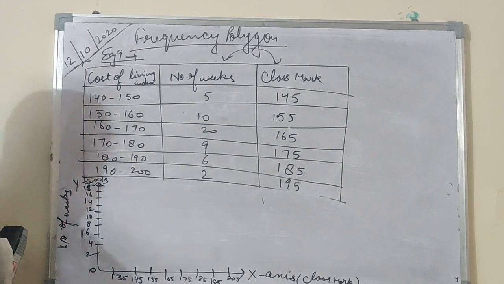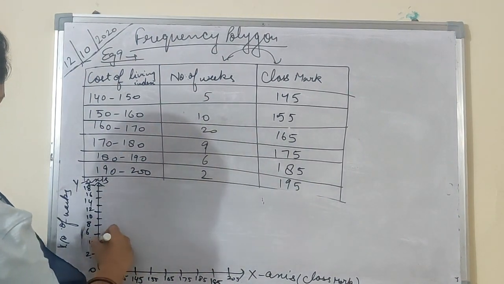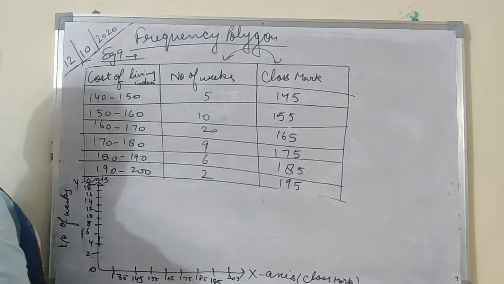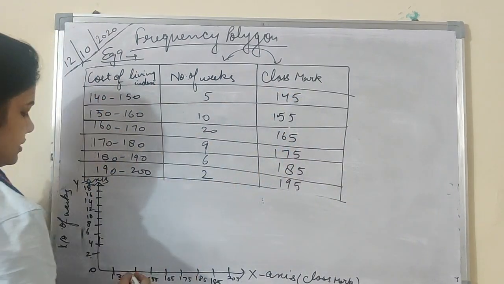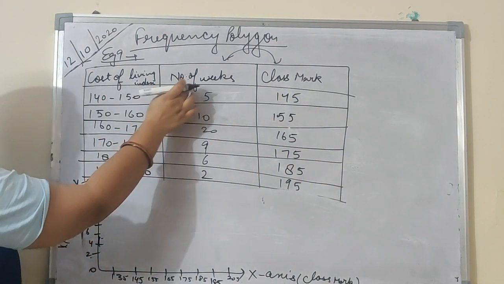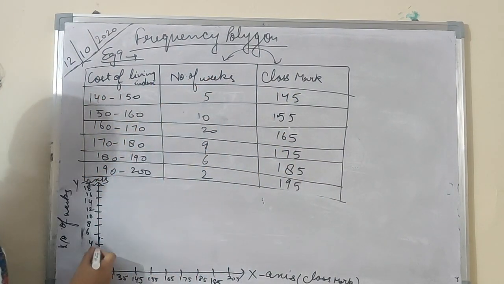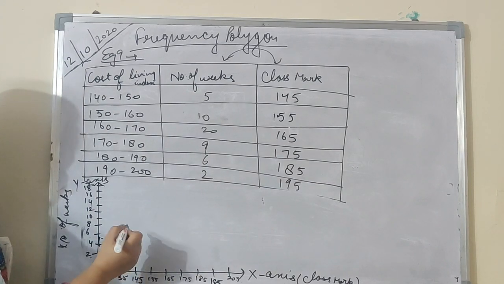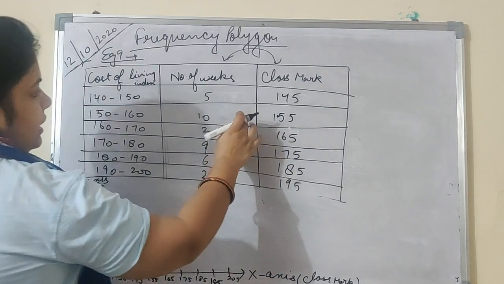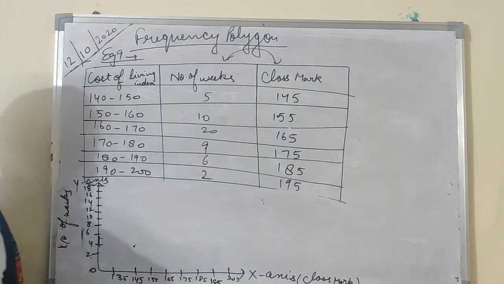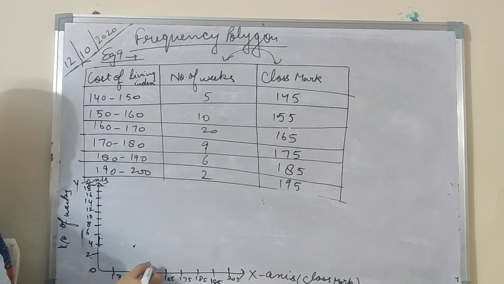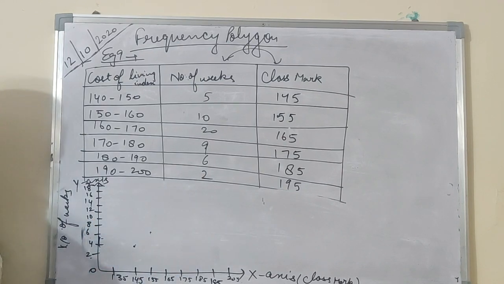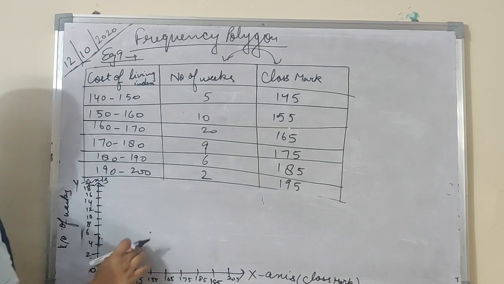Okay, now you will observe that in this, class mark is 145 and our frequency is 5. So in front of 5 we will make a dot above this 145. Similarly for next, that is 155 is a class mark and 10 is acting as a frequency. So 155 and 10. Okay, means here like this we will mark.